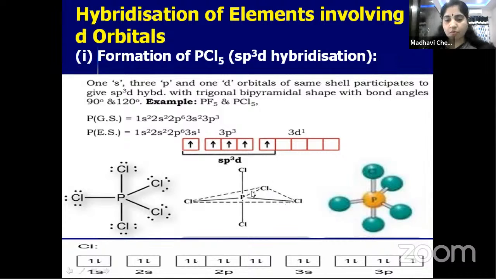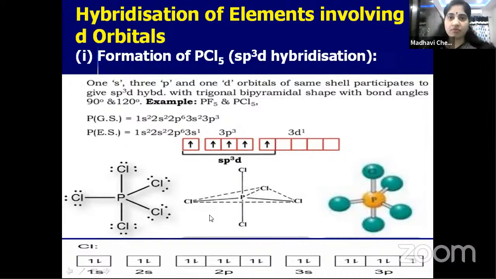So that's why the bond angle is 120 degrees in the equatorial bonds, whereas in the axial bonds the bond angle is 90 degrees, because they are perpendicular to the plane. So that's why the bond angle is 90 degrees, right, children? So in PCl5, what is the structure? Trigonal bipyramidal structure, with bond angle 120 degrees in equatorial bonds and 90 degrees in axial bonds.